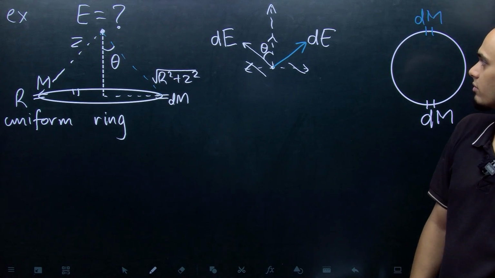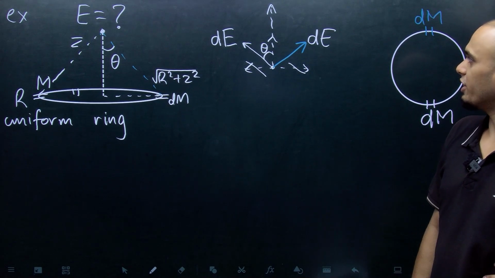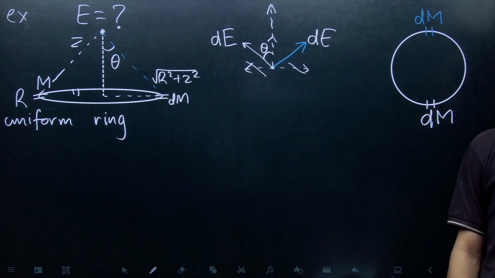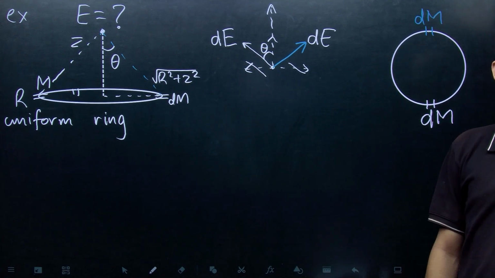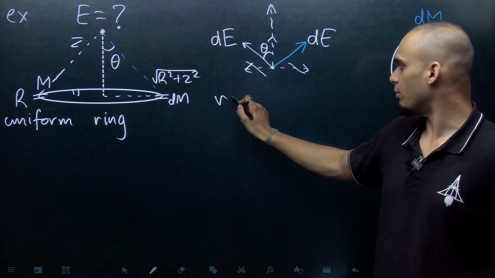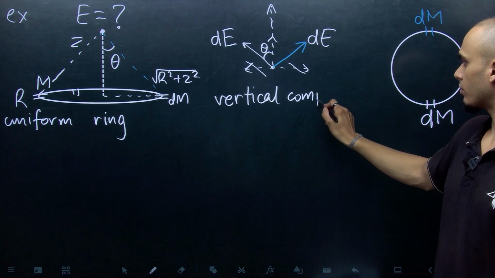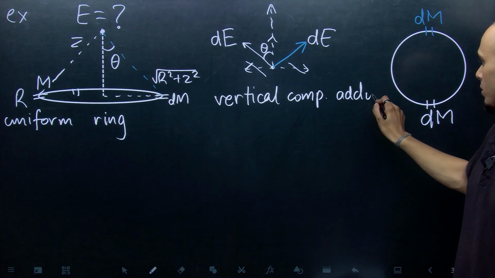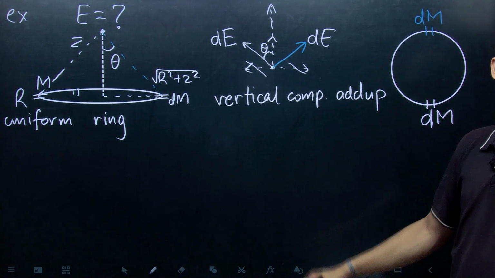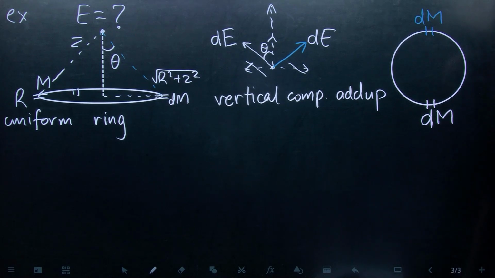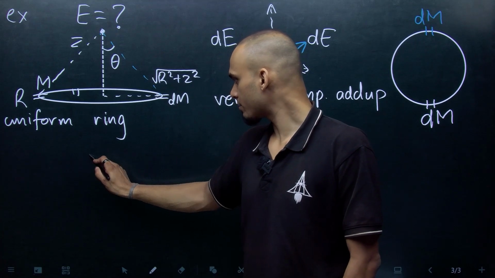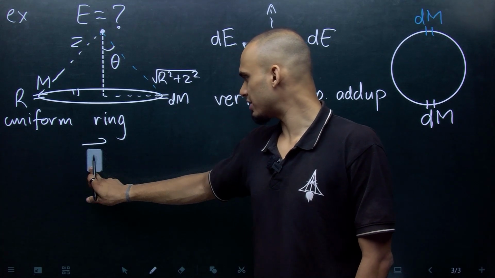And the vertical components are nothing but the cos component of dE. The vertical components get added up from here. Vertical components add up. So all we need to do is add all the vertical components of gravitational field dE due to a mass dm, right? Let us do that. The total gravitational field will be, okay, let's just calculate the value.